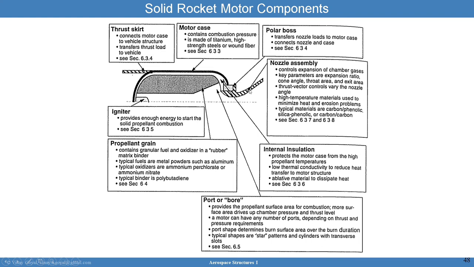You then have the nozzle assembly. This nozzle assembly controls expansion of the chamber gases. So here's your igniter, and as this combustion is occurring, these exhaust gases come out of here.